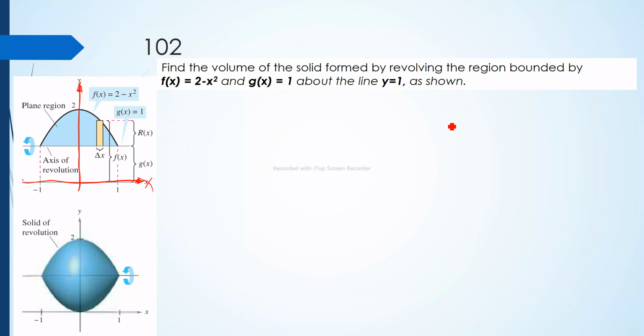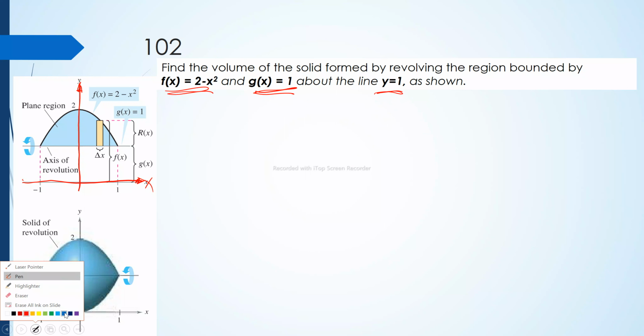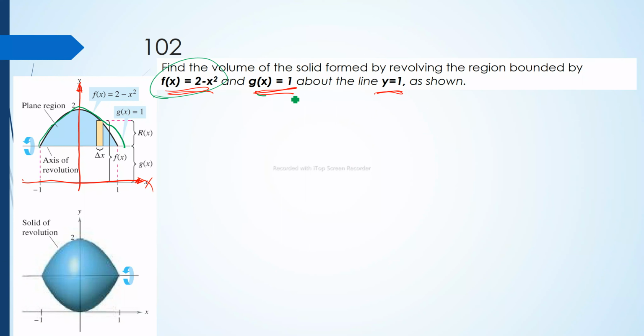Find the volume of the solid formed by revolving the region bounded by f of x is equal to 2 minus x squared and g of x is equal to 1 about the line y is equal to 1 as shown. So as given here, we have two curves. This f of x is equal to 2 minus x squared, so that is curve 1 here. And we have g of x is equal to 1, this one.